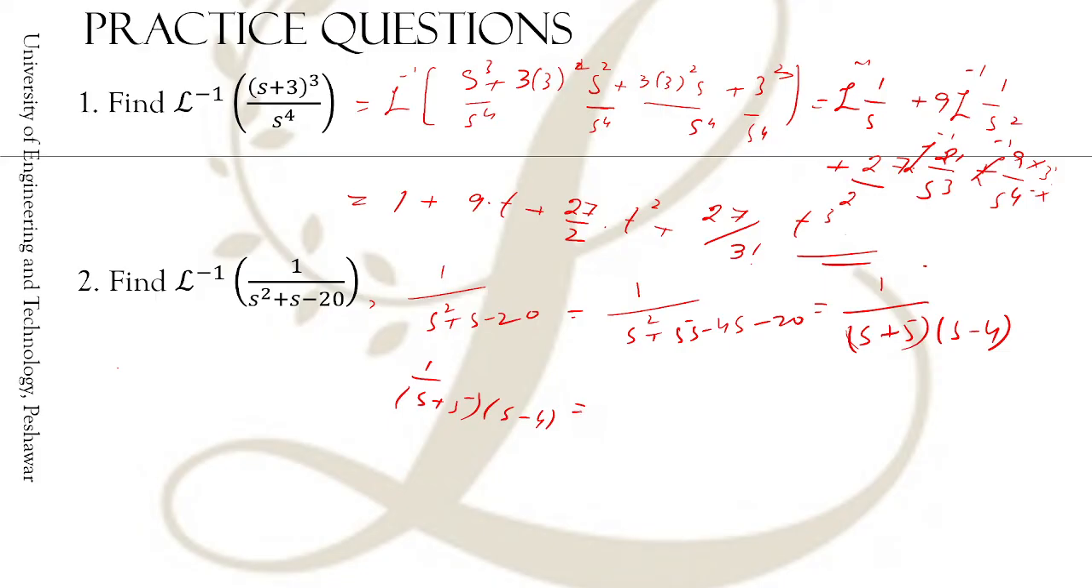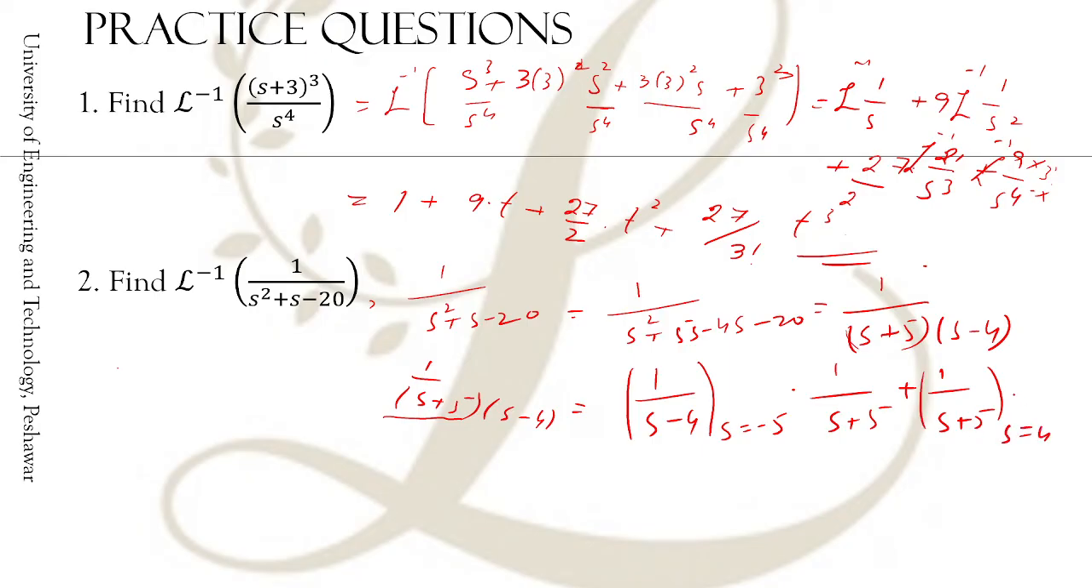How do you find it? We simply take 1 over s minus 4, this is the part we have to leave out, and in its place we put s equal to minus 5 into 1 divided by s plus 5, and that will be the value of a. In the second step, what will we do? We take 1 over s plus 5 with s equal to 4 now, and this is 1 over s minus 4.